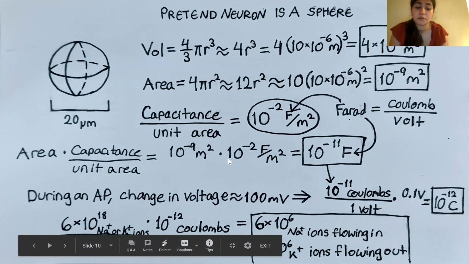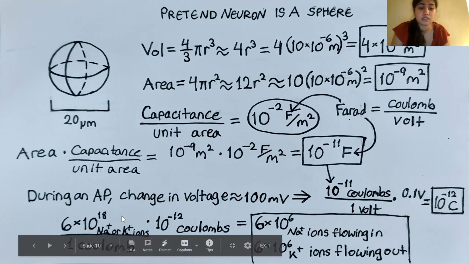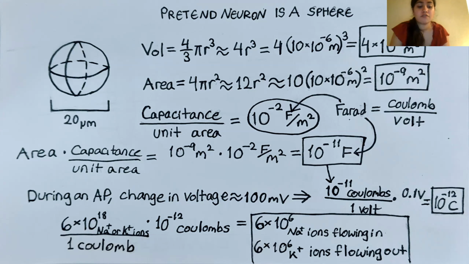Well, since sodium and potassium ions each have a +1 charge, which is the same magnitude, though the opposite sign, as an electron's charge, we know that the number of potassium or sodium ions that make up 1 coulomb is going to be equal to the number of electrons that make up 1 coulomb. This number is 6 times 10 to the power 18. So we multiply that number with the coulombs that resulted from our multiplying the capacitance with the voltage.